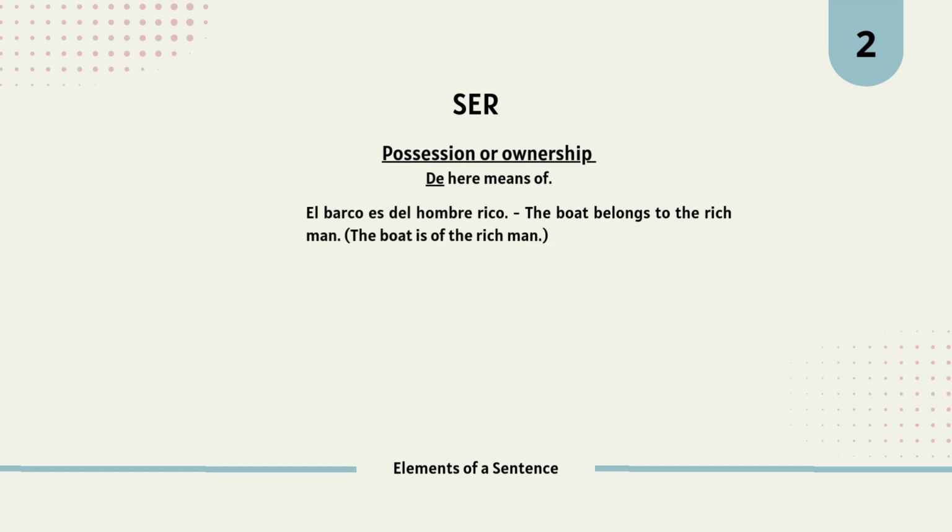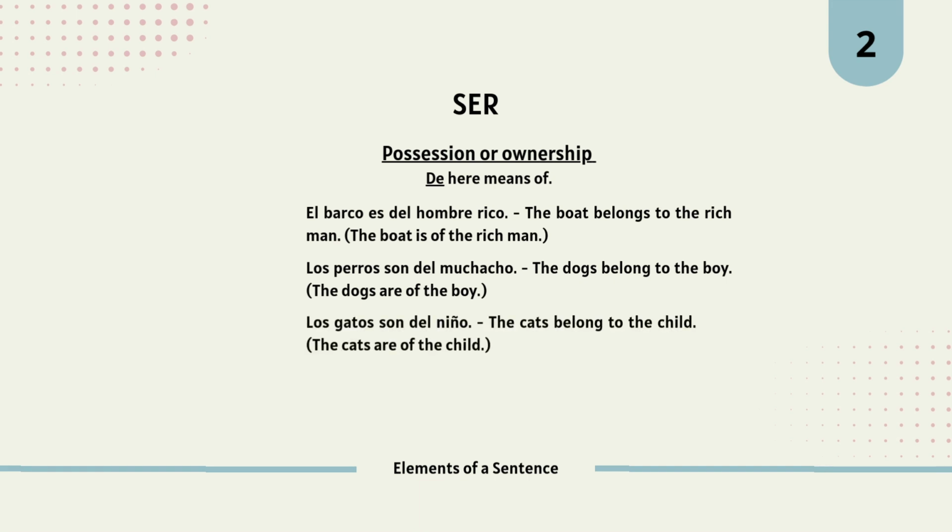El barco es del hombre rico. The boat belongs to the rich man. The boat is of the rich man. Los perros son del muchacho. The dogs belong to the boy. Los gatos son del niño. The cats belong to the child. El carro es de los amigos. The car belongs to the friends.